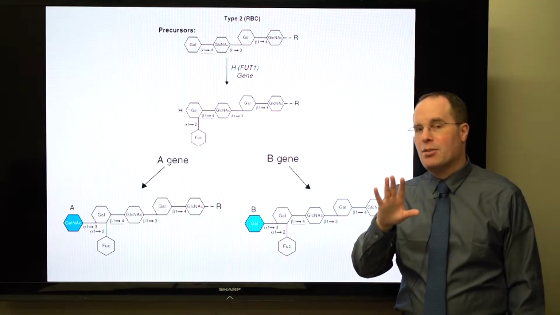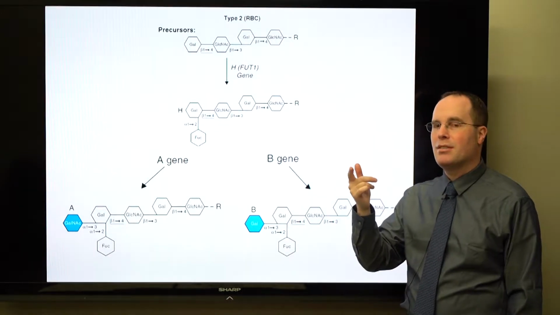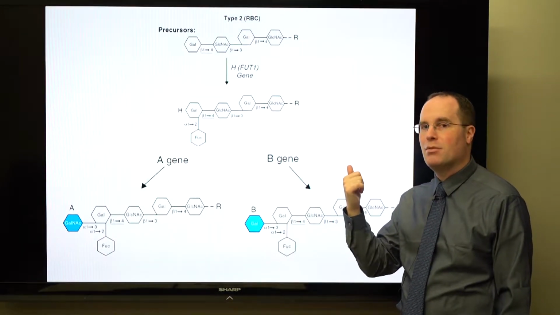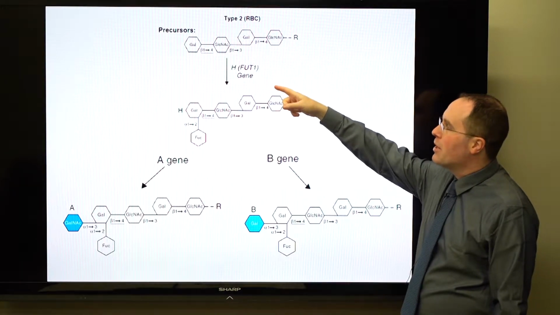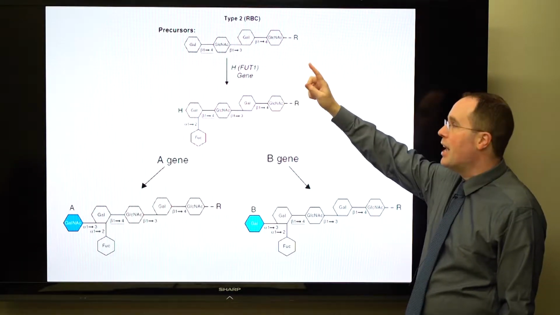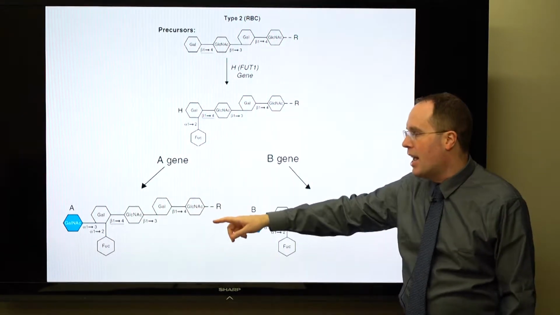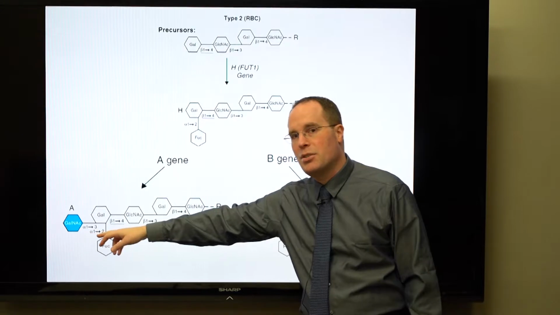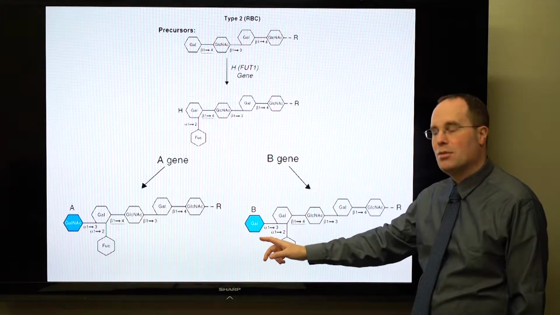So again, you don't have to know these chemical structures, but just to show you what that previous diagram is saving you the stress of looking at, you have a type 2 chain. Most everyone has an H gene, so it adds fucose. Then if you have an A gene, that adds an N-acetylgalactosamine. And then if you have the B gene, that adds a galactose.